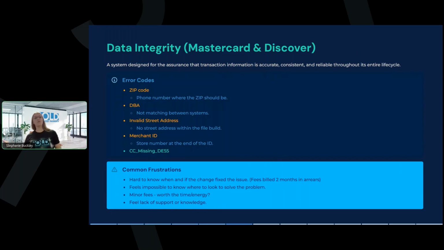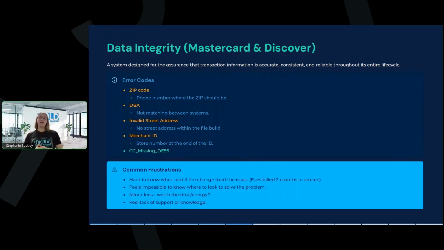We've seen it where the phone number is where the zip code's supposed to be, or vice versa. The DBA doesn't match in all systems, right? So it's not matching from TSYS to the VAR sheet to the file build to the transaction. Somewhere along the way, it's not correct. So figuring out where that is and rectifying it.